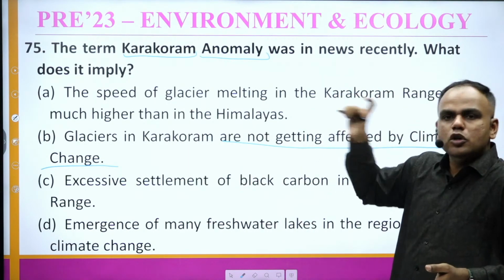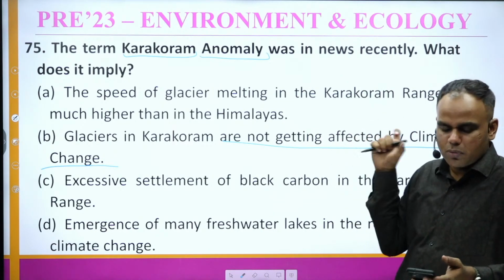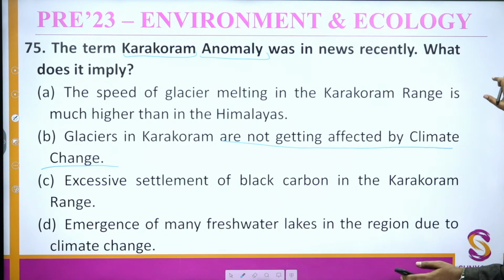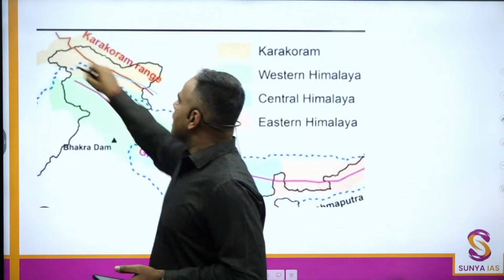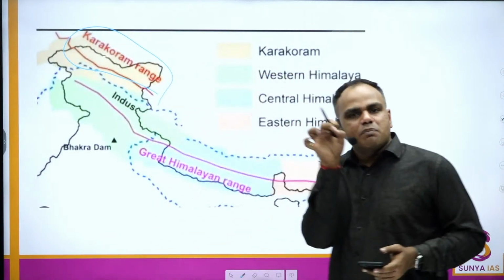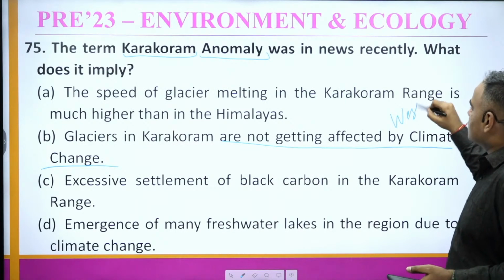So the Karakoram anomaly is that phenomenon in which the glaciers in the Karakoram region are not getting impacted by climate change. You already know the Karakoram region, and the scientists have attributed this to the western disturbances.